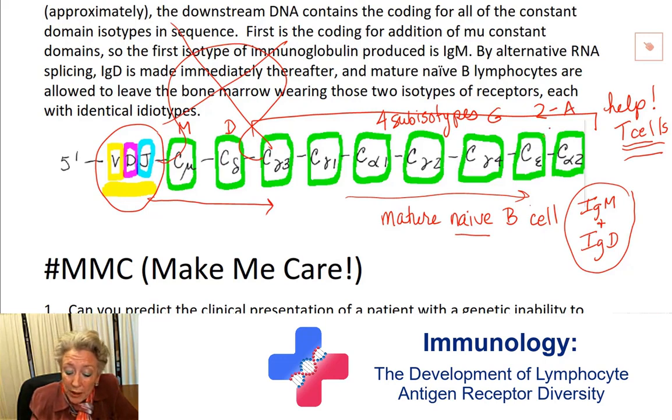And notice way downstream here at the end of the DNA is the coding for epsilon, which, if you recall from previous discussions, is the molecule that's involved in both type 1 hypersensitivities and in responses to parasites. So that one is pretty much left to the very end of the germline DNA because it is an immunoglobulin that tends to have harmful side effects. And one wouldn't want to make IgE unless there was a very strong reason to do so.